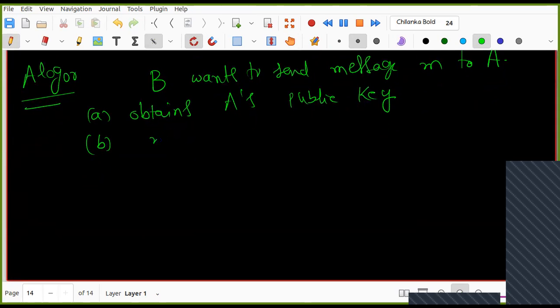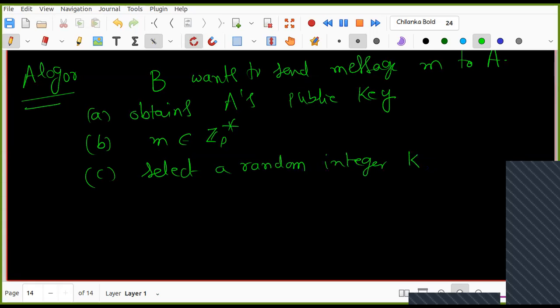Now you take a message M. M belongs to Z_P star, and automatically GCD of M and P is 1. Okay, so select a random integer K. Who is selecting? B is selecting, right? Even A does not know it. Think of all these things, then it becomes easy. So how do we select it again? From 1 to P minus 2, right?